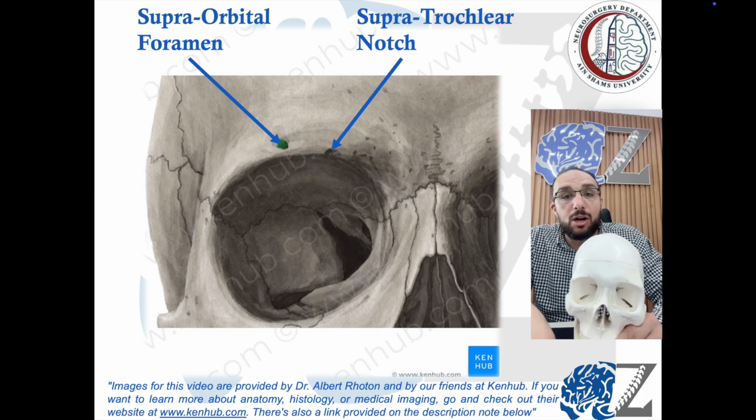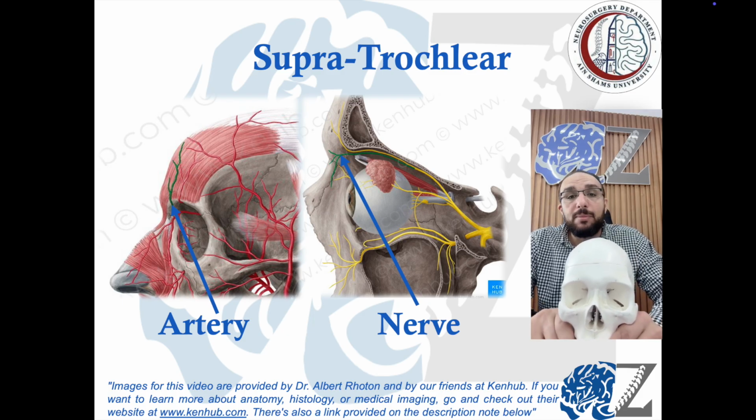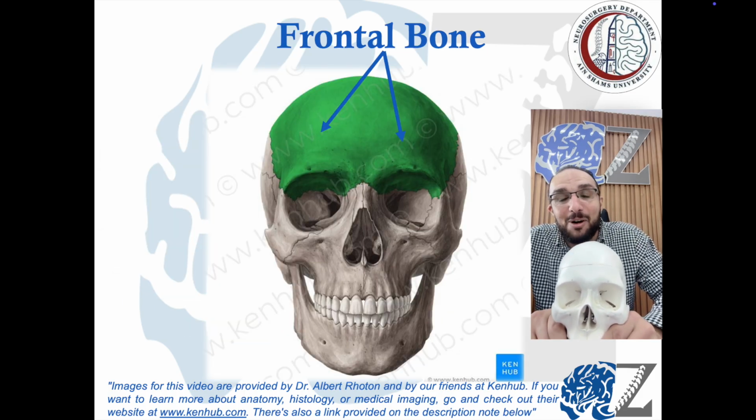What about the supratrochlear notch? The same. Within the supratrochlear notch passes the supratrochlear nerve and vessel. The supratrochlear nerve is another terminal branch of the frontal nerve of the ophthalmic of the trigeminal nerve, and the supratrochlear artery is a branch, or a terminal branch, of the ophthalmic artery. How amazing is that?